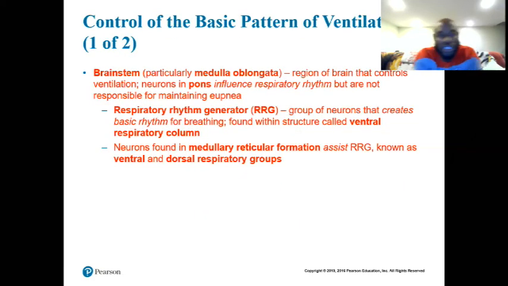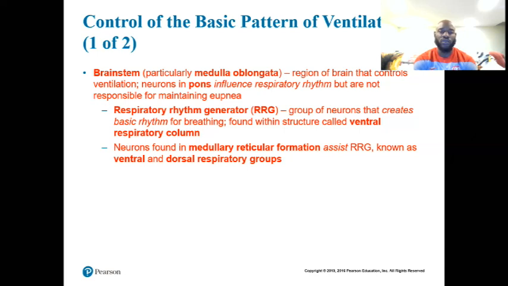All right, so how is that controlled? The basic pattern is from our brainstem, the medulla oblongata, which we talked about when we talked about the brain and the functions of the brain. So some of this will probably be just a review for most of you all. This should be a review. All right, so the brainstem is the region of the brain that controls ventilation, neurons in the pons. Remember, if you forget what section of the brain that is, you can go back over it. I think it's like chapter 12, 13, 14, right around there. Neurons in the pons influence respiratory rhythm.